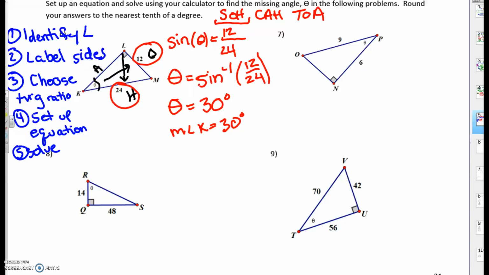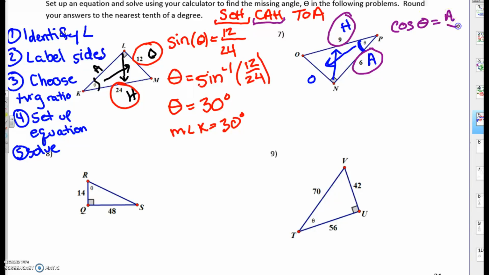Here on 7, they've given me angle P, and now I'm going to label my sides. This guy's my opposite, this guy's my hypotenuse, which leaves this one as the adjacent side. I now look and see which ones they gave me. I've got the hypotenuse and the adjacent side. Well, that's A and H. Cosine is the only one with A and H. So cosine of theta equals A over H.